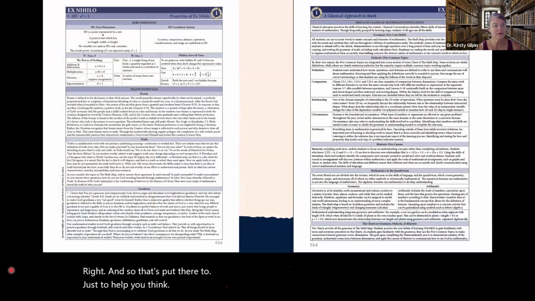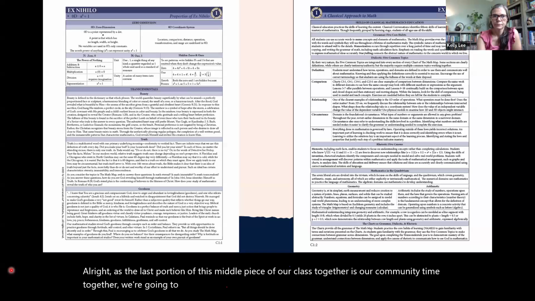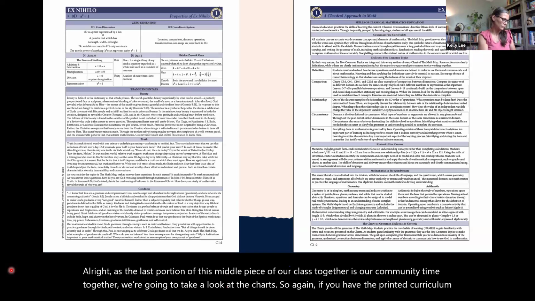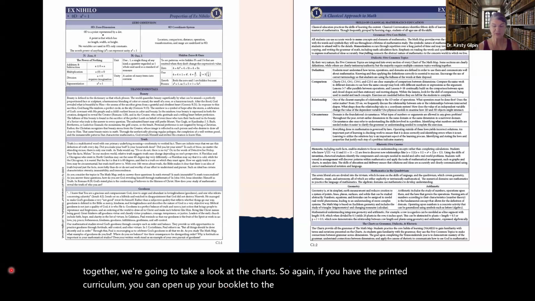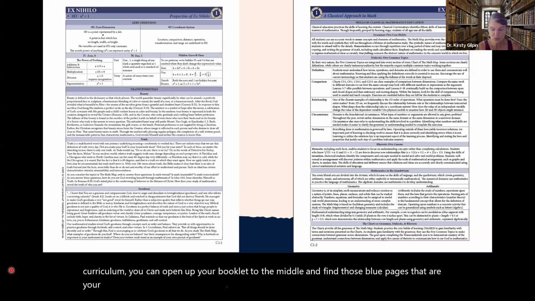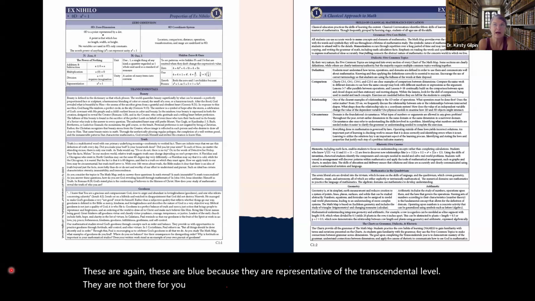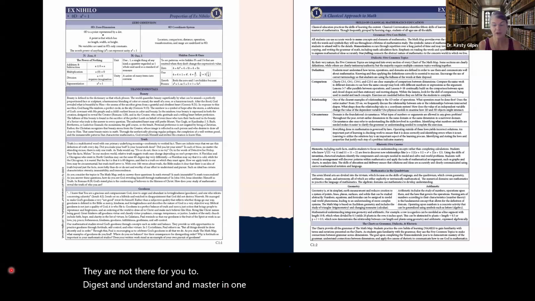All right. As the last portion of this middle piece of our class together, our community time, we're going to take a look at the charts. If you have the printed curriculum, you can open up your booklet to the middle and find those blue pages that are your charts. There are 4 each week. These are blue because they are representative of the Transcendentals level. They are not there for you to digest and master in one year, but to be a resource and an encouragement of where we're going.